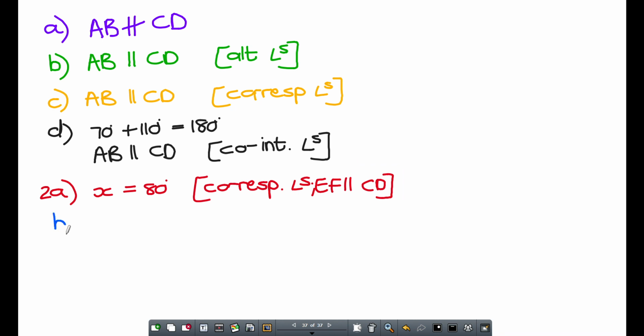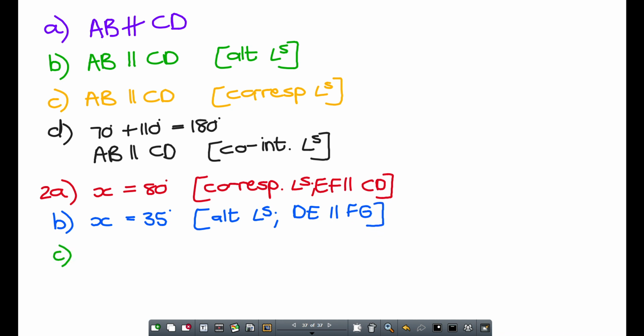Right, at B, X will be equal to 35. Okay, why? We saw a Z, which means it's alternate angles, and DE was parallel to FG. Good. Okay, so do you guys actually get it?